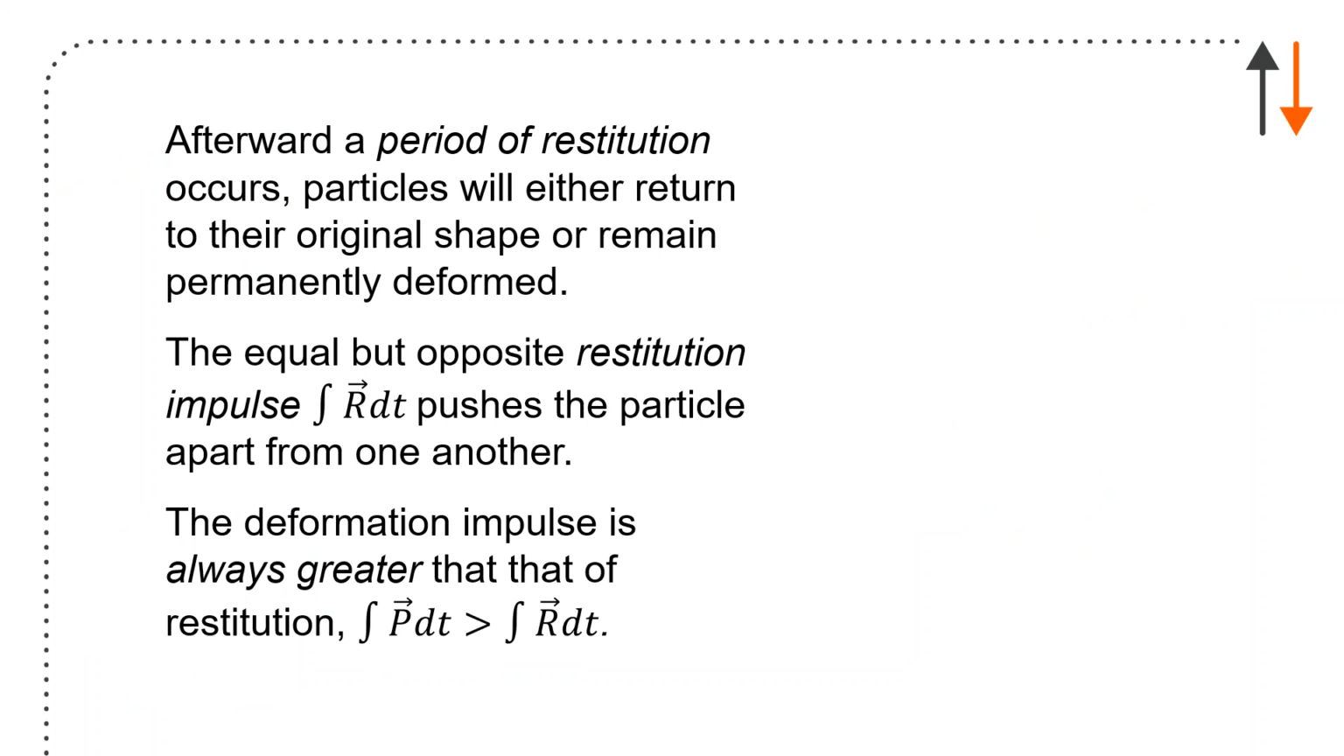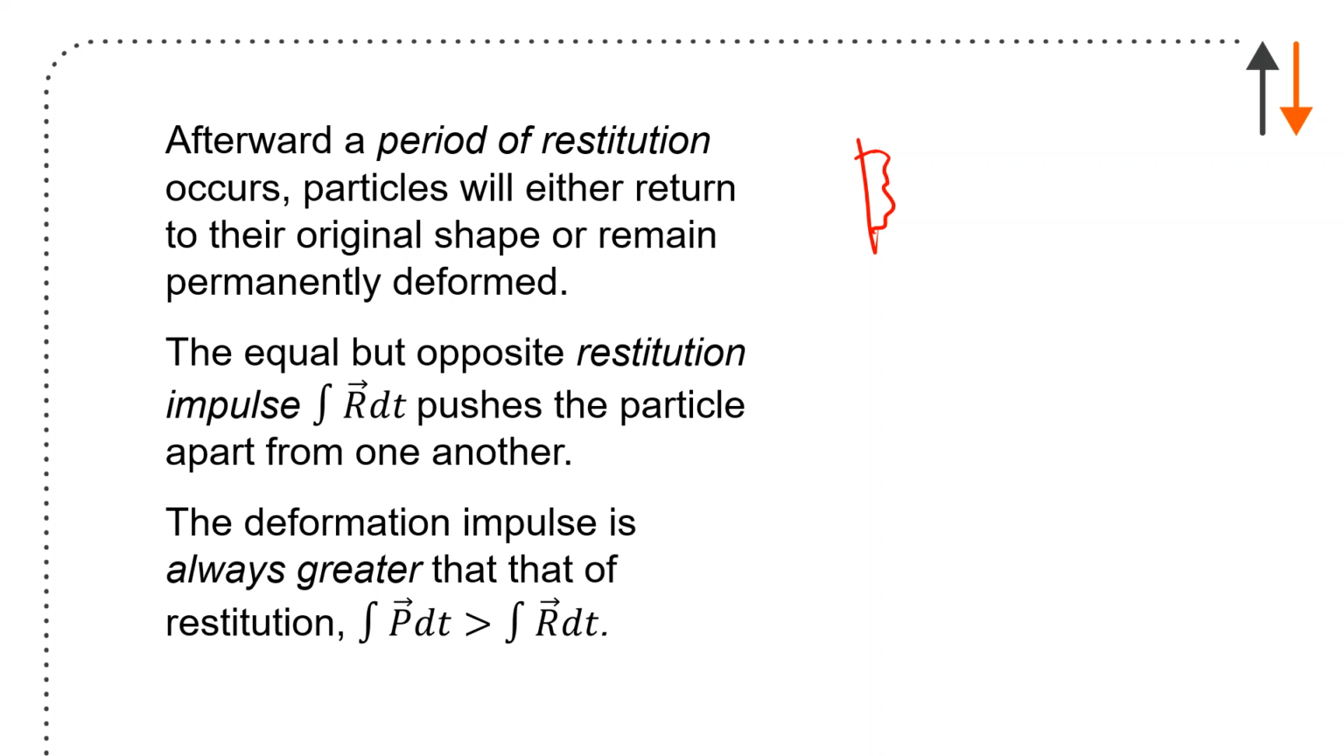Then, after, there's going to be a period of restitution. Particles either return to their original shape, so remember that tennis ball that I dropped, it formed back up into a nice sphere, or remain permanently deformed. So if I took a piece of silly putty and I whacked it against the wall, it would sort of agglomerate right there, or chewing gum, depending on how strong you are with sort of whacking those things on walls.